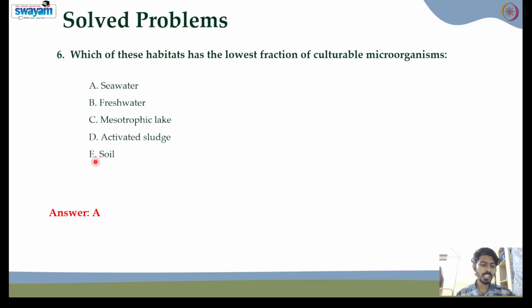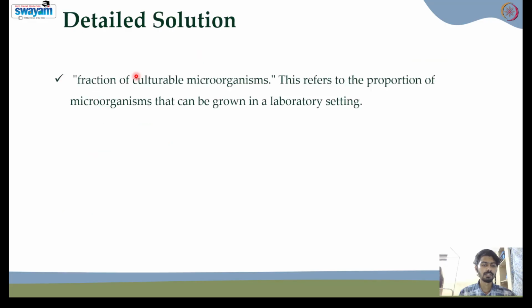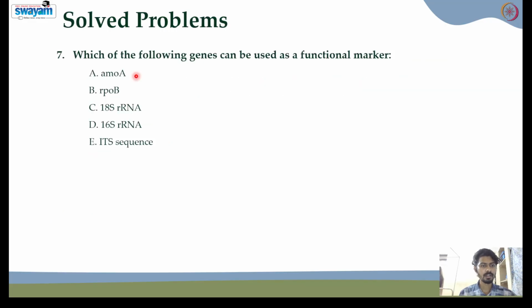Whereas option E, soil, we know that it is a complex and diverse ecosystem. So we could expect a large microbial population in the soil. So among these, seawater has the lowest fraction of culturable microorganisms because of its lower nutrient content. So yes, it is correct. Option A is the correct answer. We will move on to the next question.